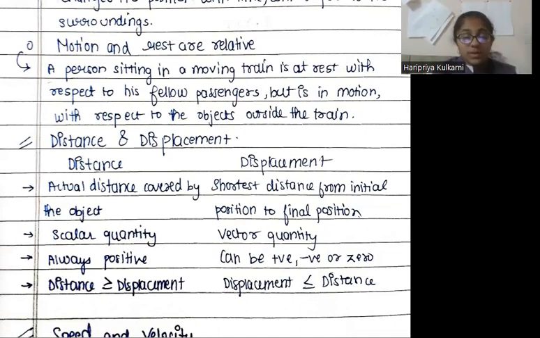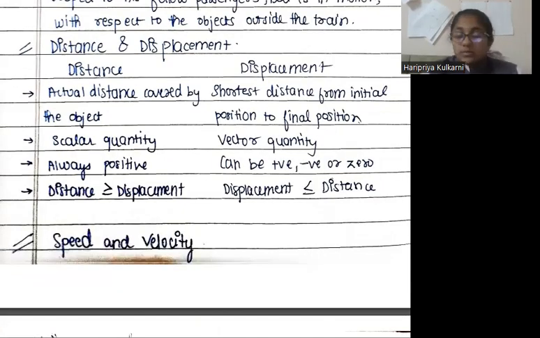Now coming to distance versus displacement. This is a differentiation. What is distance? It is the actual distance covered by an object. What is displacement? It is the shortest distance from the initial position to the final position. For example, your pre-college or your school is around 5 kilometers from your home if you go by the road. But if you have a short garden path, which will take you just 1 kilometer directly straight to your school, then this whole 5 kilometers is the distance traveled. But after traveling this distance, what was the shortest path? The shortest path was 1 kilometer.